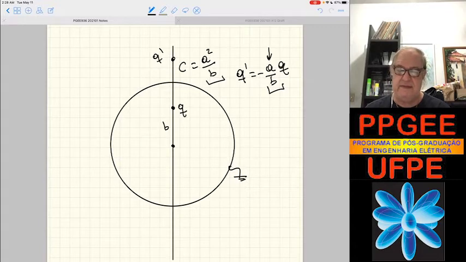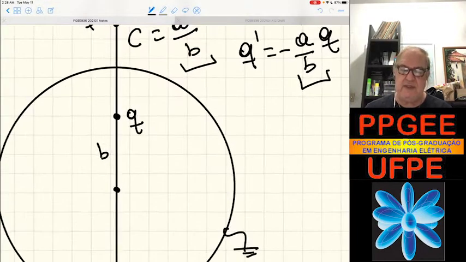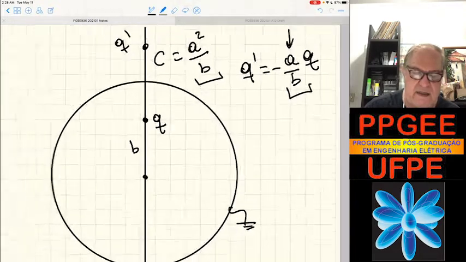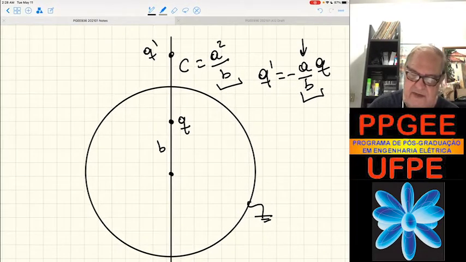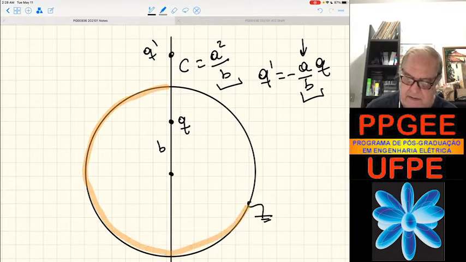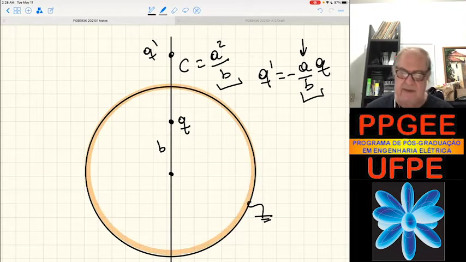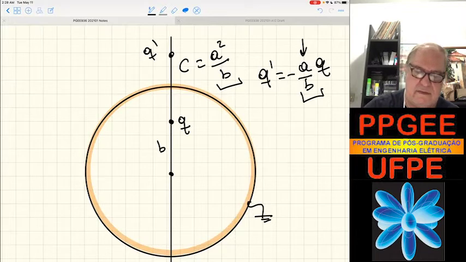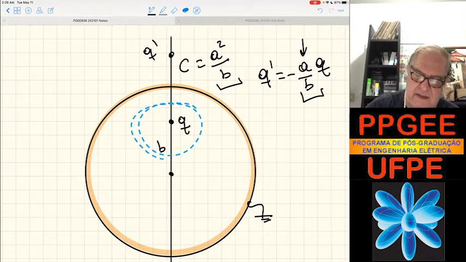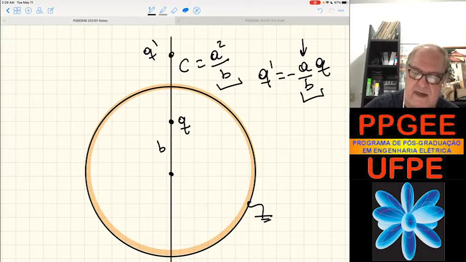Well, what is the induced charge on the inner surface of the sphere? Let me put some thickness here. I hope I can make it round. Yeah. So what's the induced charge? Well, calculate it with Gauss's law, right? Pick any surface that encloses charge Q. Put it like this.